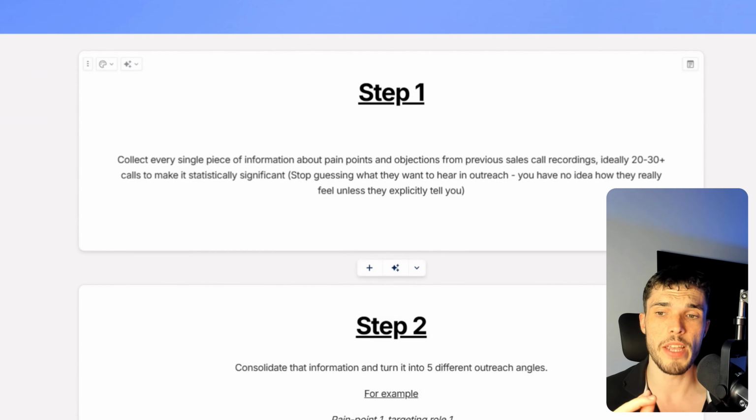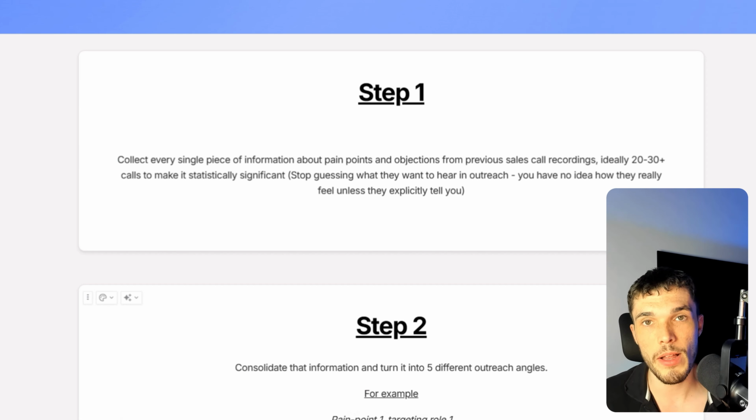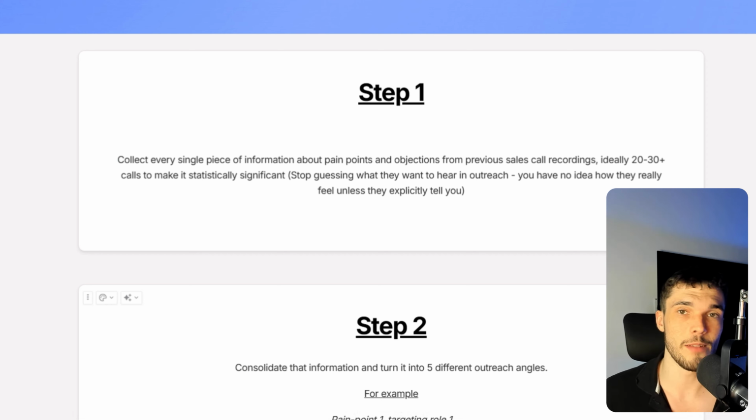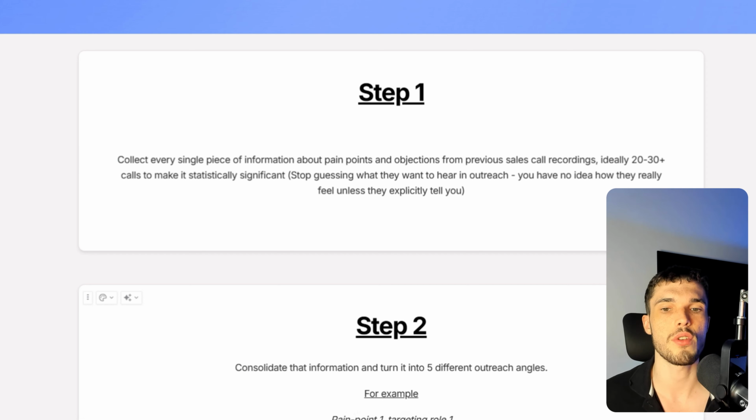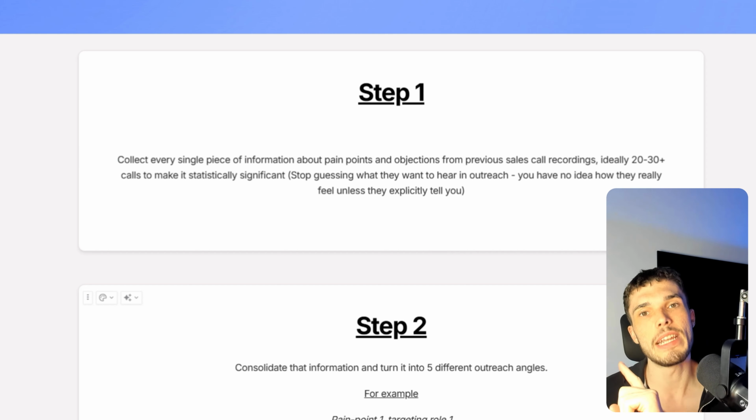So, the first step is to basically collect every single piece of information about pain points and objections from previous sales calls that you've had. This can also be customer interviews, it can also be email threads from people that bought and people that didn't buy. It can be LinkedIn threads, even cold call transcripts. Basically, just finding all the information you can about what your ideal customers have actually said, like reasons they bought and reasons they didn't buy.